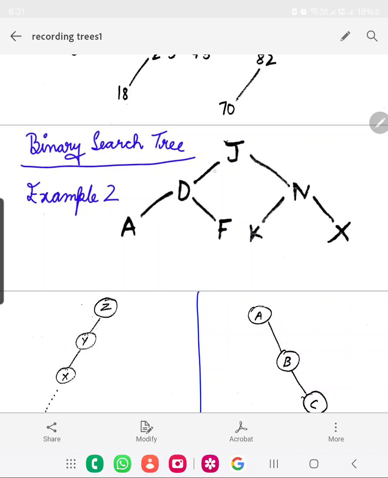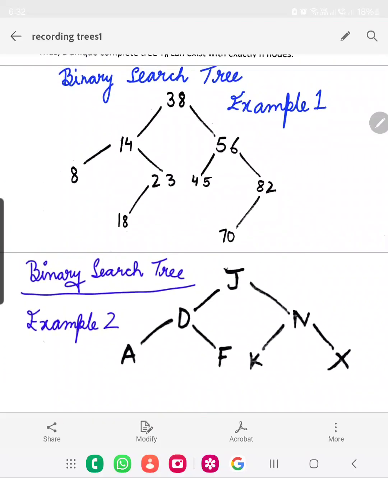Now D is alphabetically lesser than J, so it comes to the left of J. A is alphabetically lesser than D, it comes to the left of D, whereas F is alphabetically lesser than J but greater than D, so it comes to the right of D. Similarly, N is greater than J alphabetically, it comes to the right of J, and then K is less than N, it comes to the left of N, and X is greater, it comes to the right of N. So these two are examples of a binary search tree.